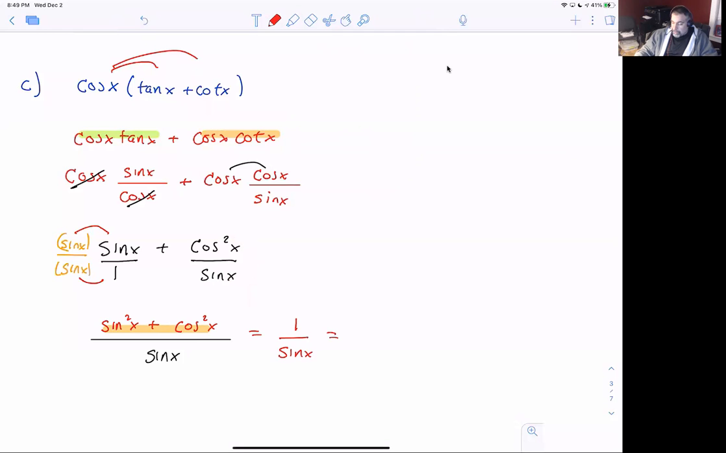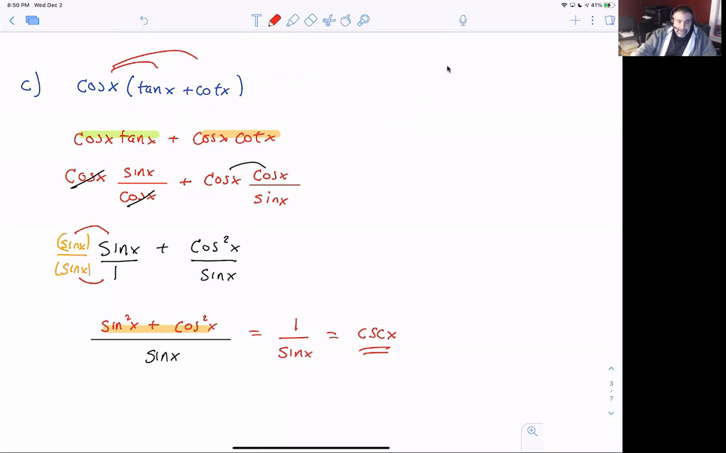Well, that's a reciprocal function. That's the reciprocal of cosecant. Cosecant is 1 over sine x. Okay, 1 over sine x is cosecant. So this is going to give me cosecant x, and that's the final simplified answer.